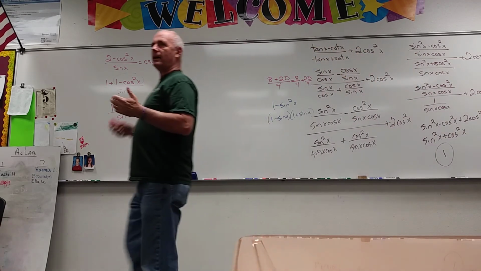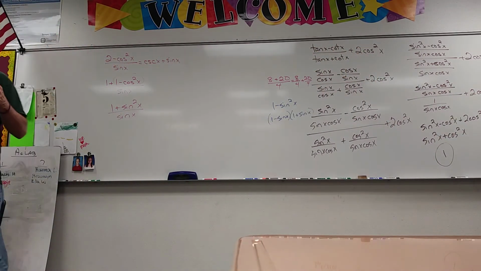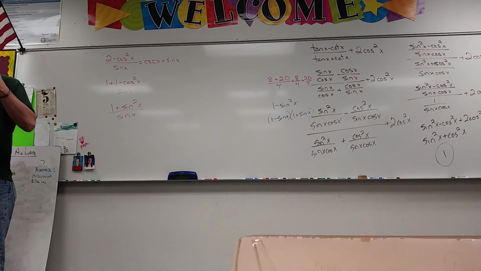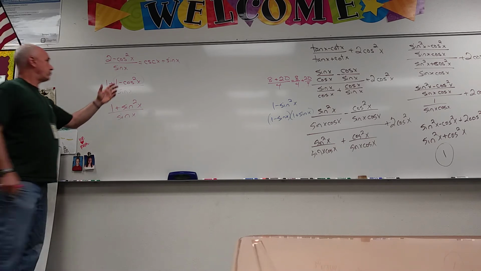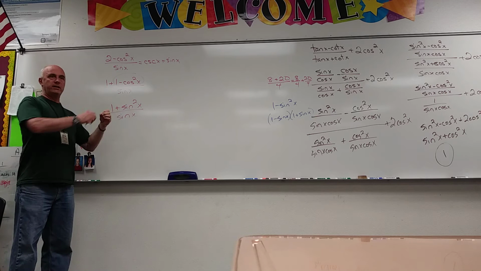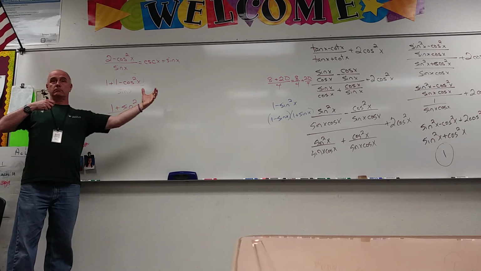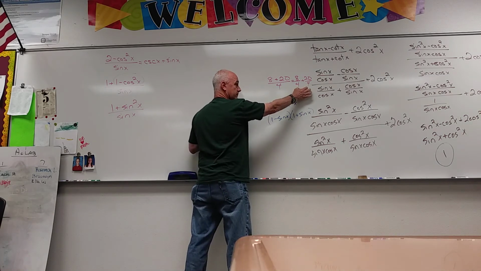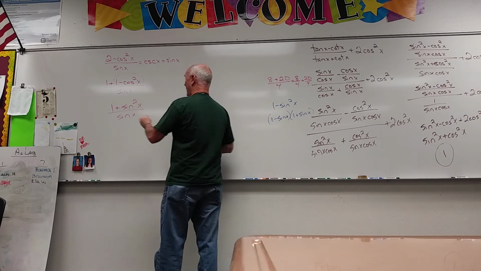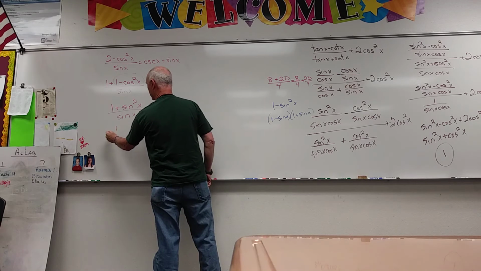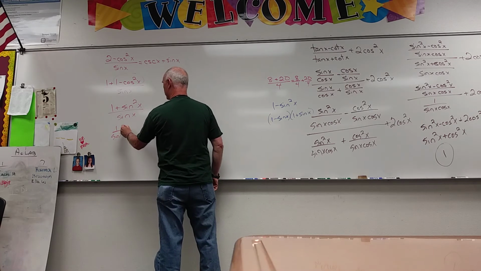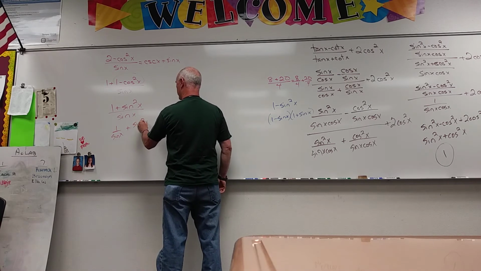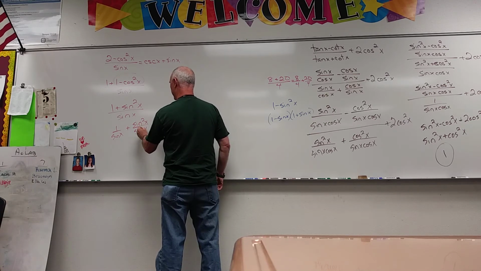Remember when we get a common denominator, the reason we get a common denominator is so we can put everything together in one fraction. Can we do the opposite? Yeah. If we have a denominator, can we split things up? Apparently, we can. So how can we write this? 1 over sine of x plus sine squared of x over sine of x.